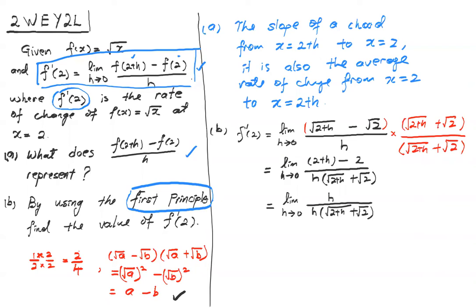We know that h approaches 0. So that means h cannot be 0. It can approach 0, but it is not 0. So you can cancel off. Simplify it. So now my slope of the chord, that is the average rate of change, becomes 1 over square root of 2 plus h plus square root of 2.